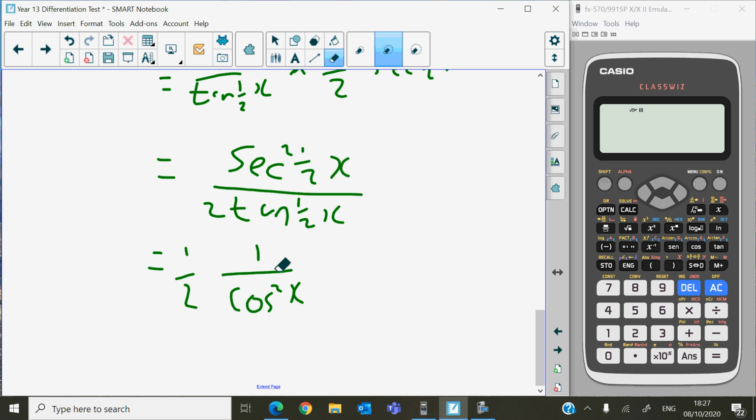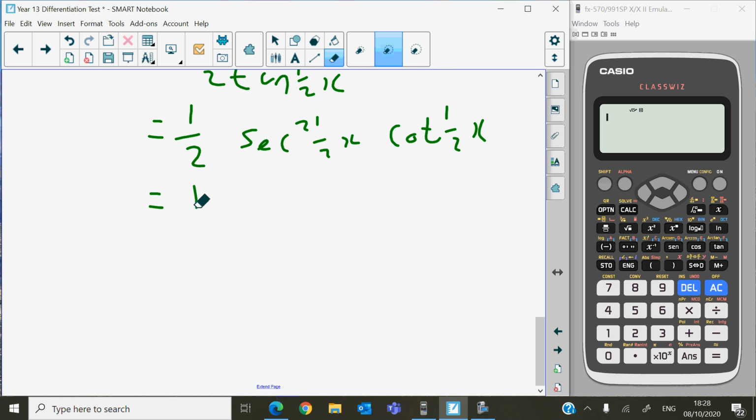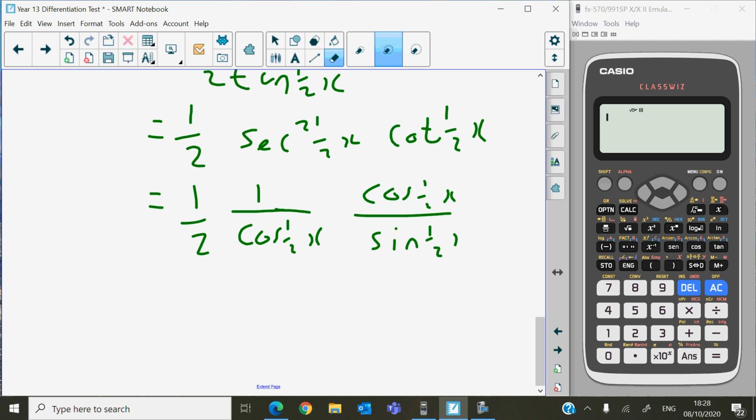If you think about it, it might be easy to look at it this way. We've actually got a half of sec squared a half x multiplied by cot a half x. That's actually what we're looking at here. So if I now split them into what they actually are, I've got a half of sec, 1 over cos a half x, and then cot we know is cos a half x over sine a half x. Now, don't forget there's actually a squared there as well.